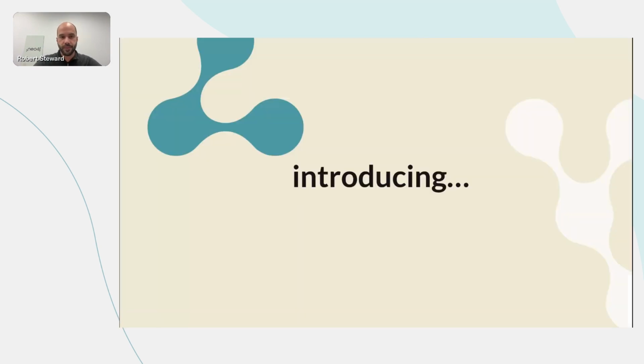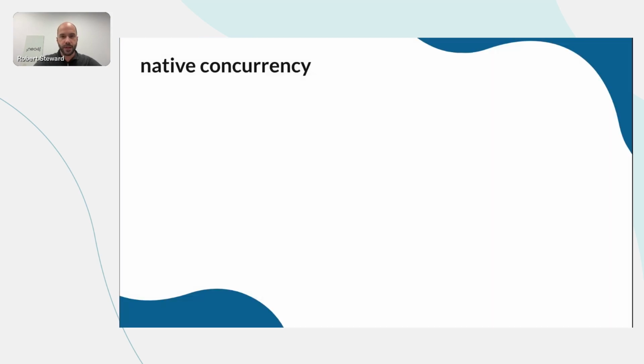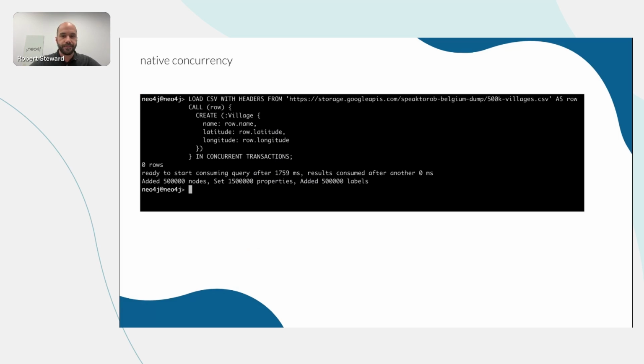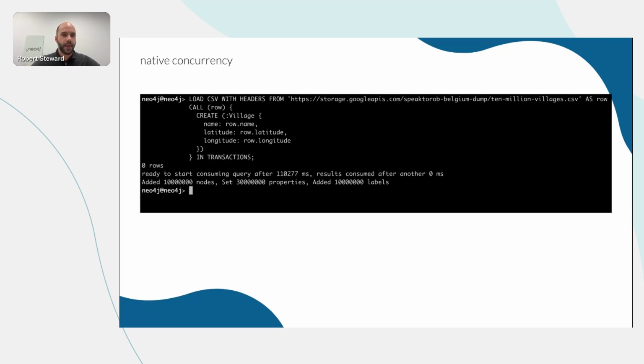So what do we do? We have created native concurrency for CALL IN TRANSACTIONS. So now we can use this CONCURRENT clause to modify slightly how we run this using native Cypher syntax. The results are pretty much on a par with APOC, with all the benefits of native Cypher. So here you can see it ran in about 1.8 seconds, just under.